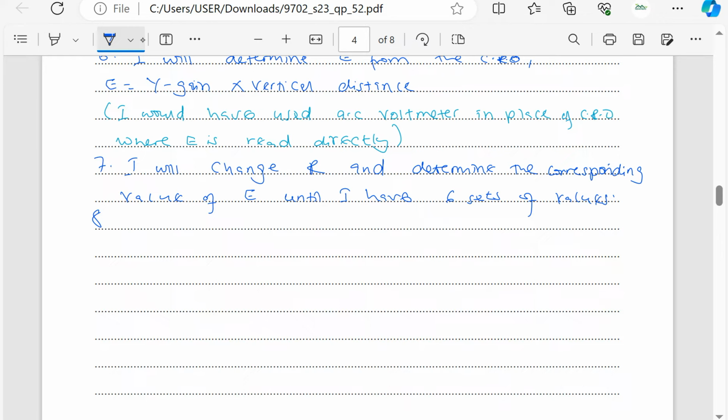Number 8. After having 6 sets of values, the next thing is to plot a graph. We have already seen on the first page which graph we shall plot. So I'll plot a graph of 1 over E against R. And of course, this is going to be a straight line, but remember this straight line does not pass through the origin.